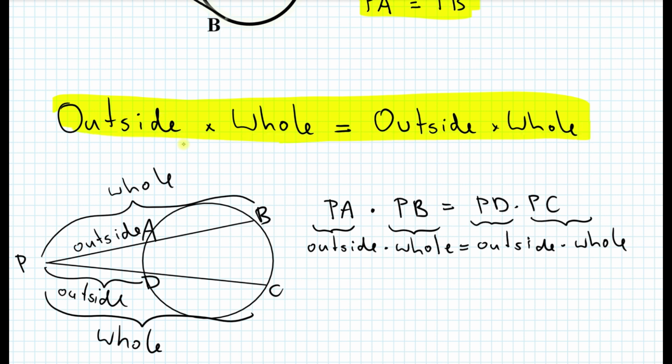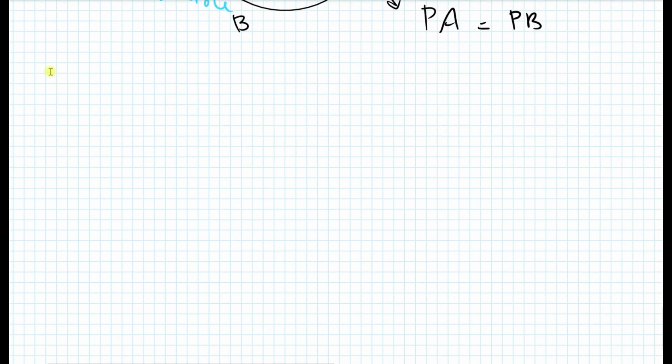So every time you have two secants, two tangents, or a secant and a tangent, emerging from a point outside a circle, intersecting the circle, all you need to do is calculate the outside times the whole equals the outside times the whole. Okay, so let's summarize this lesson with an example, okay? So let's say we have the following.